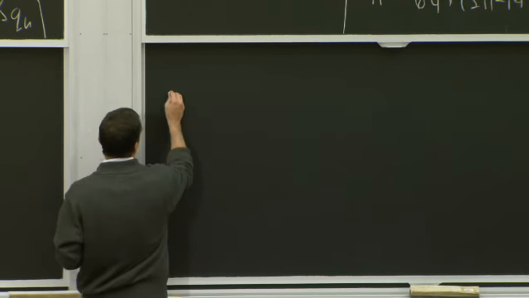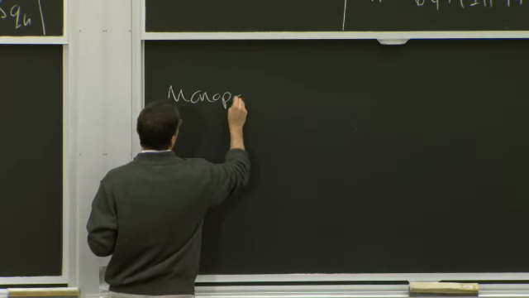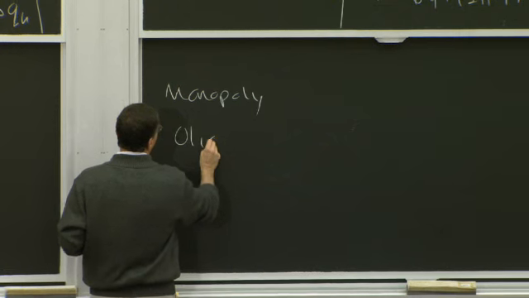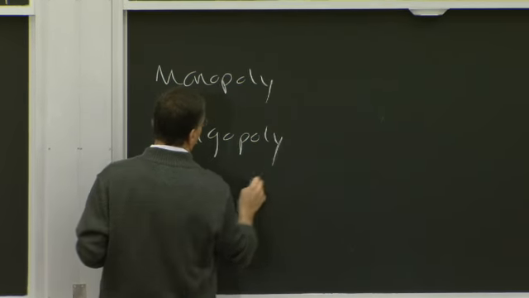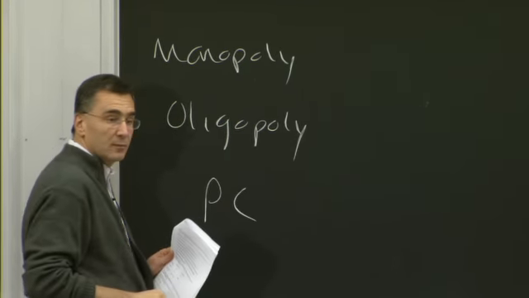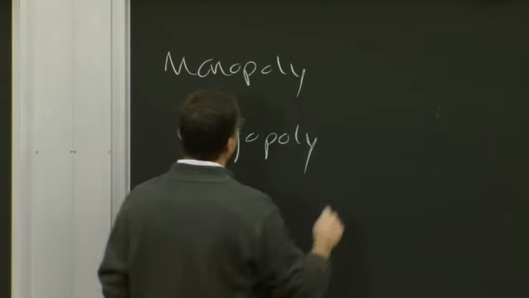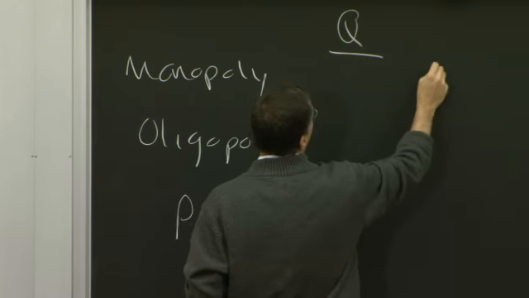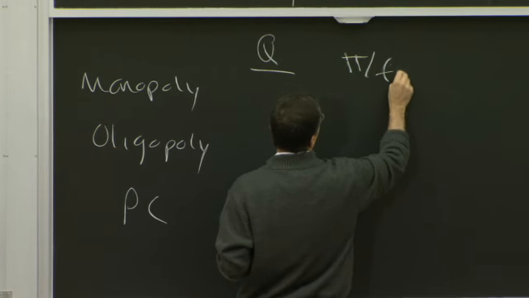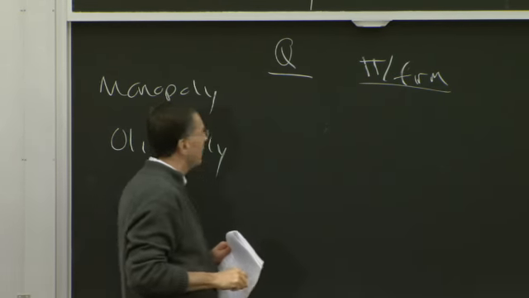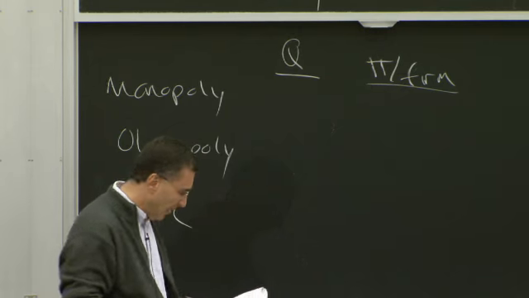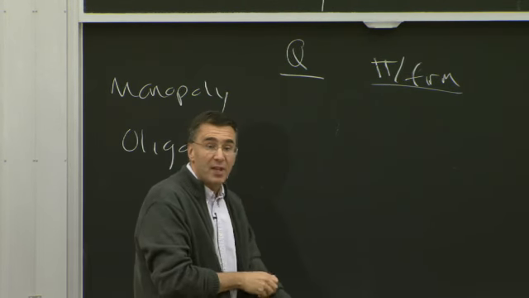We've got monopoly, oligopoly, and perfect competition. Okay, 3 cases. Let's ask how they compare on quantity and on profits per firm. Quantity produced in the market and profits per firm. Okay? And let's do it for this American United example.